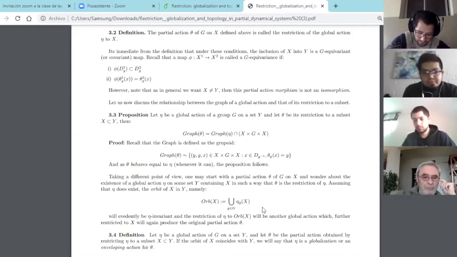And the restriction of eta to this orbit will be another global action. And if we restrict that global action again to X, we will recover our original partial action.